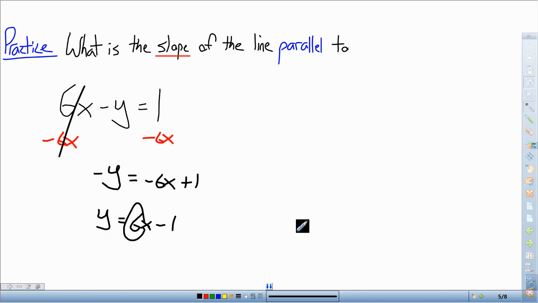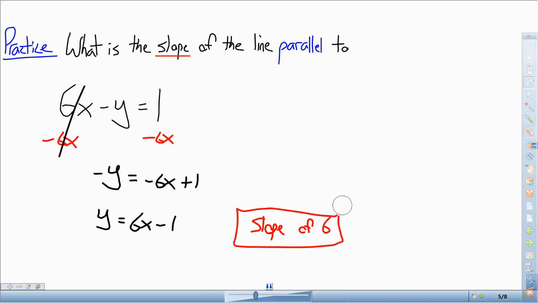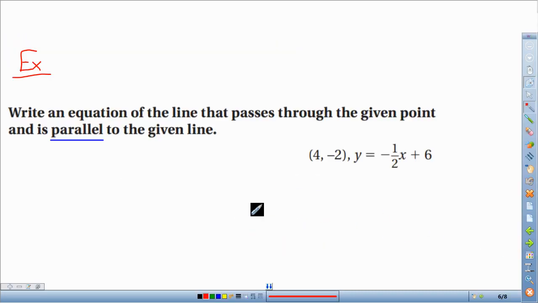We can see it has a slope of 6. So the slope of a line parallel to this will also have a slope of 6. So let's go ahead and say slope of 6. All right, pretty simple problems. I think we have a couple more that get a little bit trickier. So let's jump into another example.